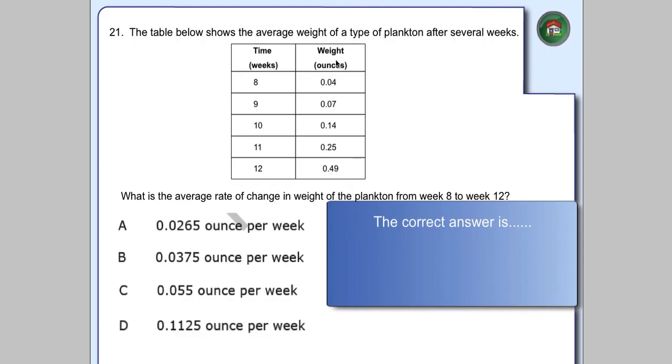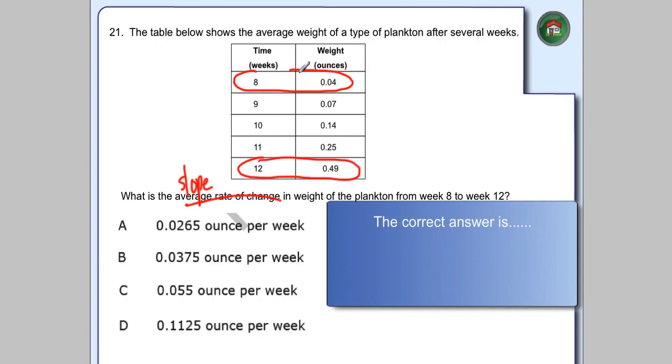Okay, so 21, it says the table below shows the average weight of a type of plankton after several weeks. What is the average rate of change in weight of plankton from week 8 to week 12? So in this problem, average rate of change normally means slope, and in this specific problem, it's just the slope between week 8 and week 12.